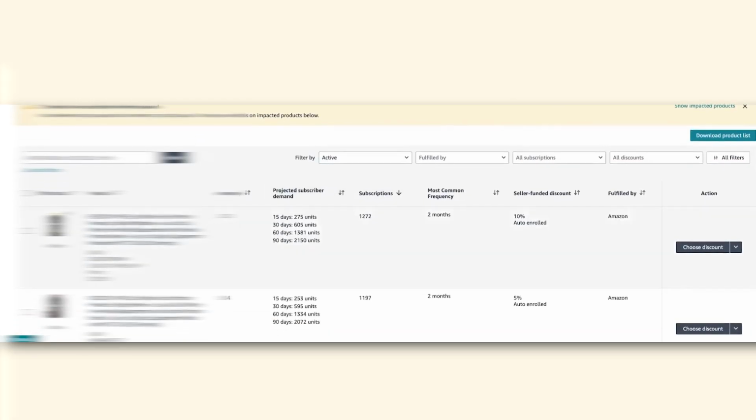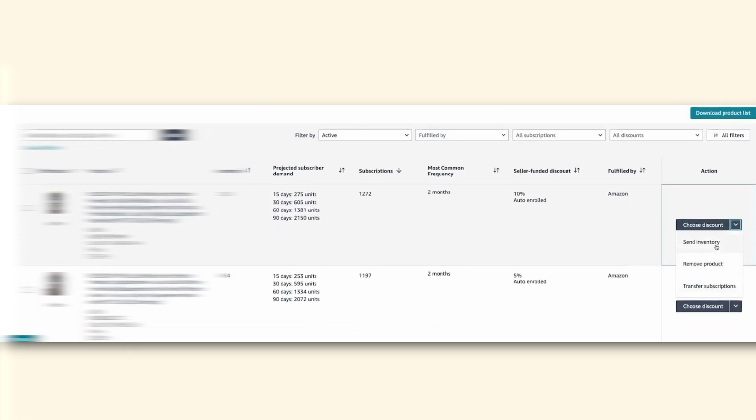You can see over here, different products. You can see the amount of subscriber demand, the amount of subscriptions, the most common frequency that people are reordering this, and you can see our current seller-funded discount that we have. If you wanted to increase the discount, you could. If you wanted to send inventory, remove the product, transfer the subscription, you could do all that.